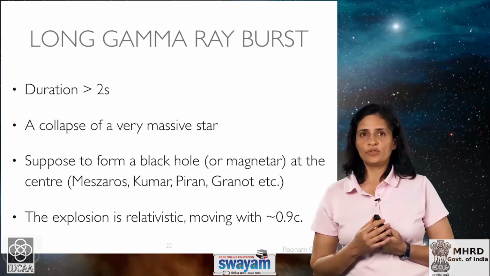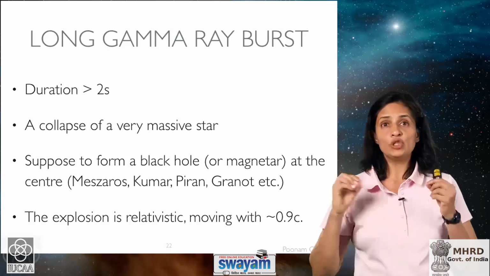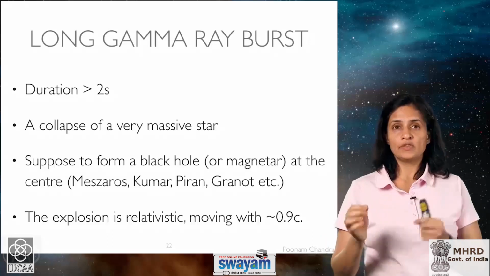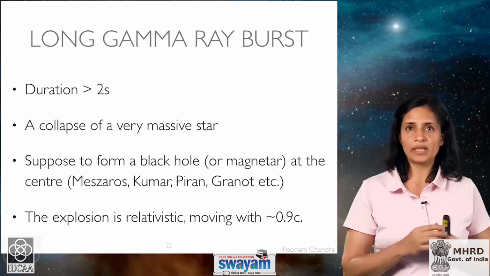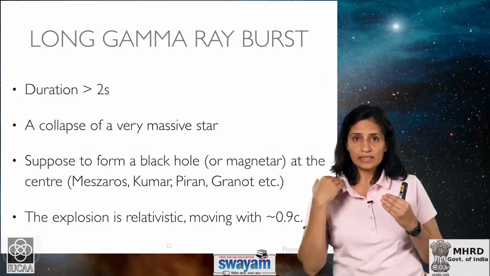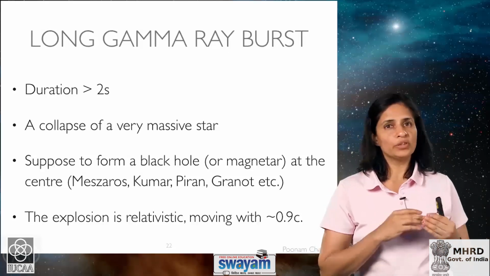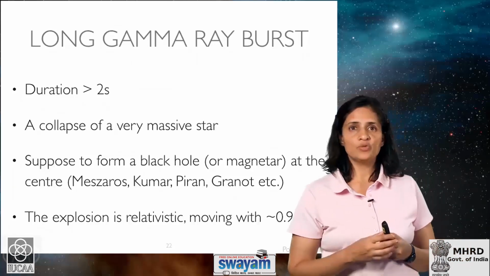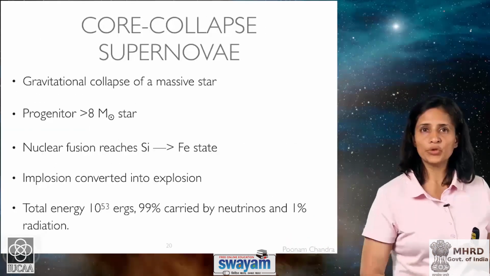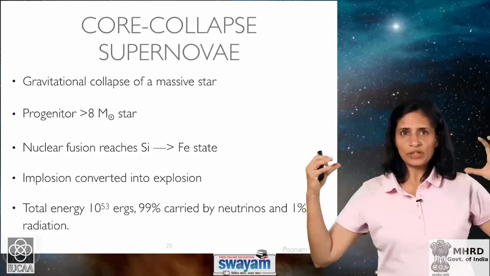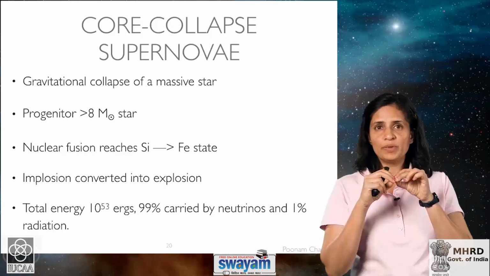Now, long gamma ray bursts, as I told you some time back, are bursts which have a duration of more than 2 seconds, and in these 2 seconds they outshine the rest of the universe. This duration is of course in the gamma rays, that is why the name gamma ray burst. These are supposed to be the collapse of a very massive star, more than 30-40 solar masses. When I told you about core collapse supernovae, when the whole star collapses and an explosion happens, at the center it is expected to make a neutron star.